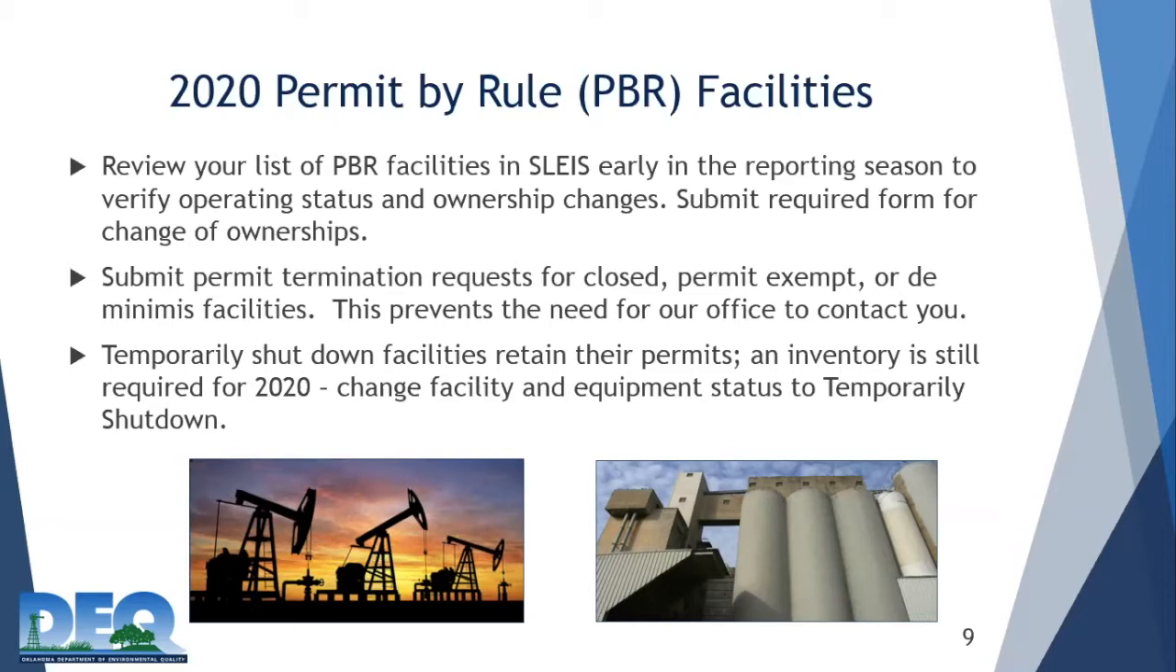If some of them are closed, or you believe they now qualify as permit exempt or de minimis, then you can send in a request to terminate your permit and let us know the reasoning for that. That will go to the permitting section. And then if you want to retain the permit, but the facility did not operate for 2020, then you can change the facility status and equipment status to temporarily shut down.